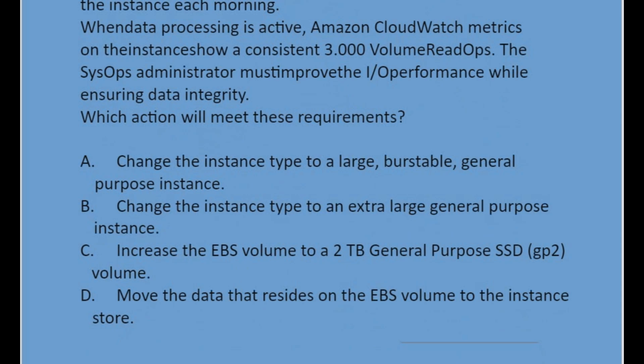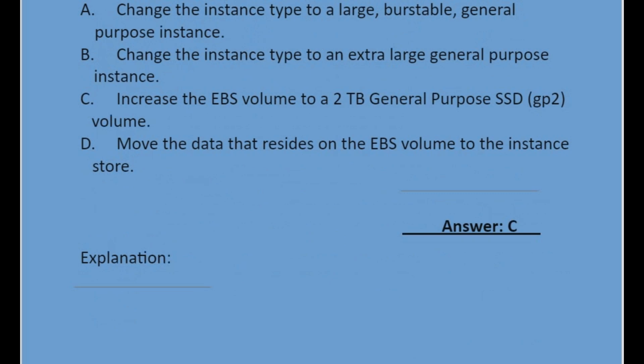Option A, change the instance type to a large burstable general purpose instance. Option B, change the instance type to an extra large general purpose instance. Option C, increase the EBS volume to a 2 TB General Purpose SSD (GP2) volume. Option D, move the data that resides on the EBS volume to the instance store. Correct answer is option C.